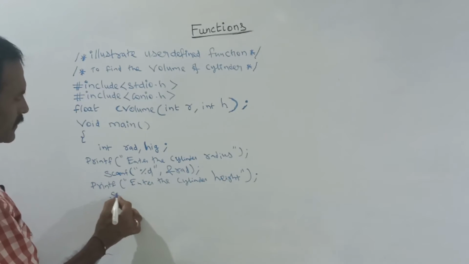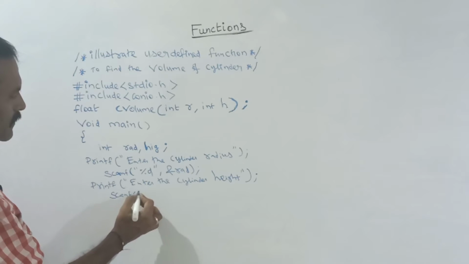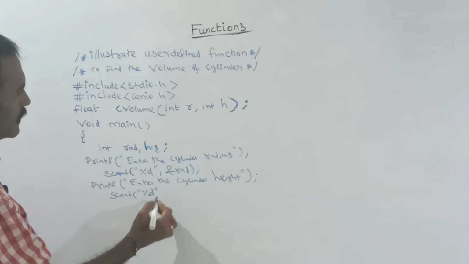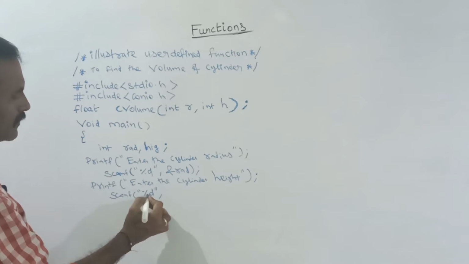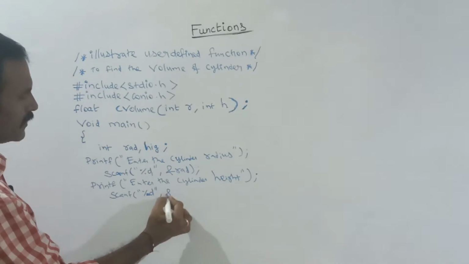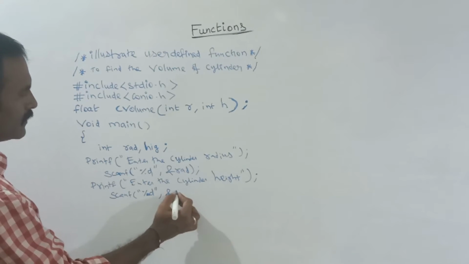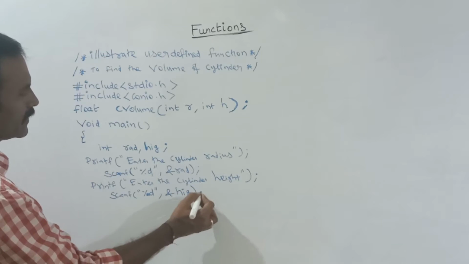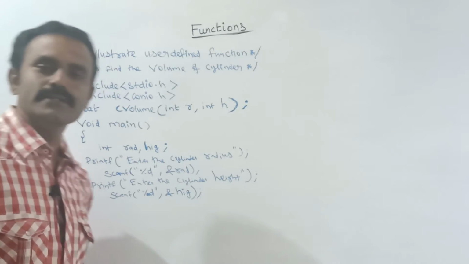Here scanf, percentage of d, comma, next ampersand of hig. For height I have declared the variable name as hig.